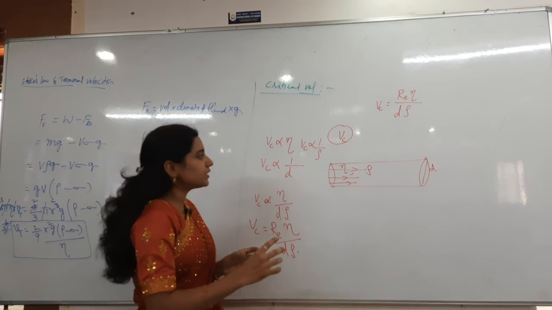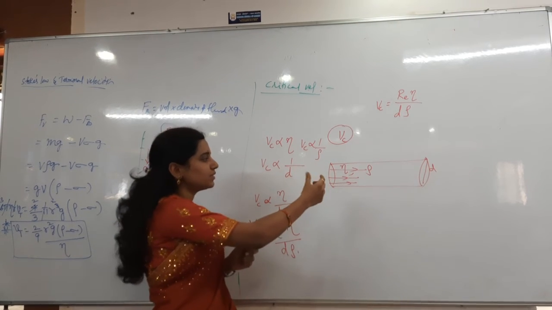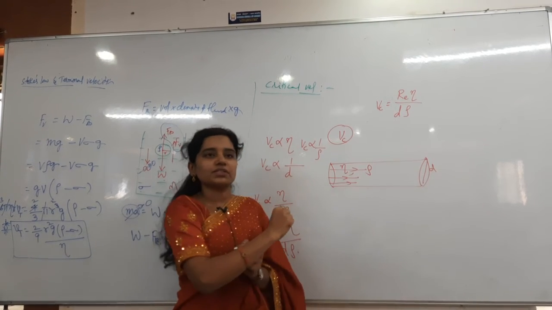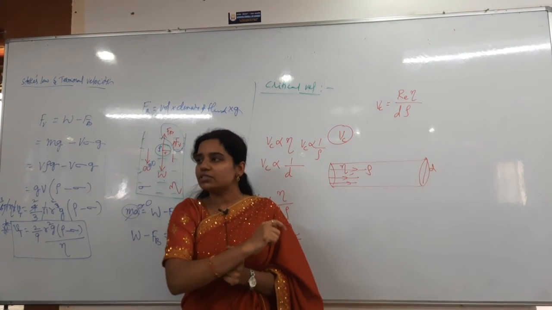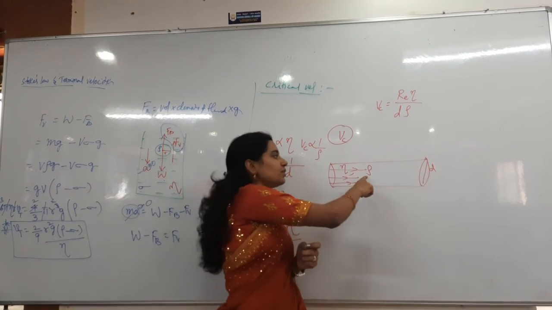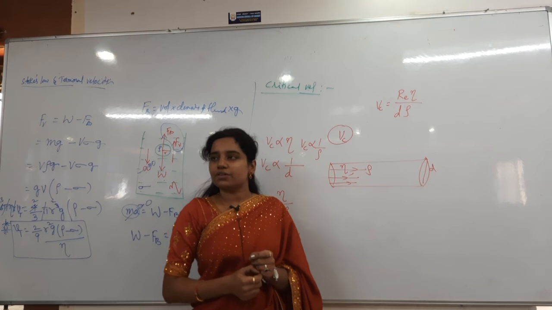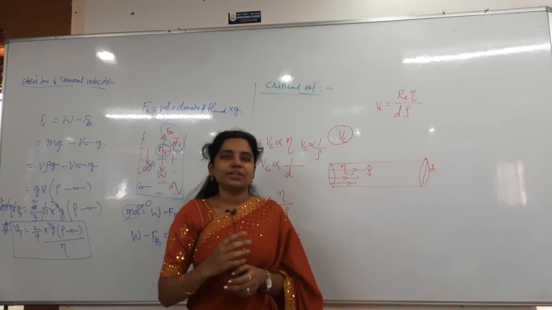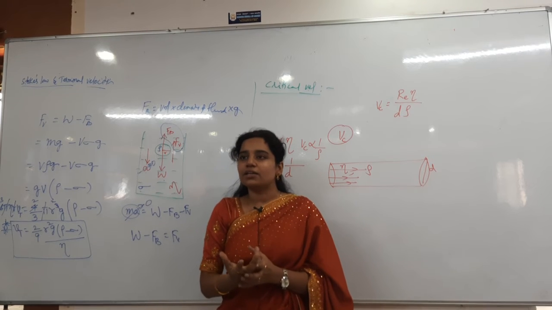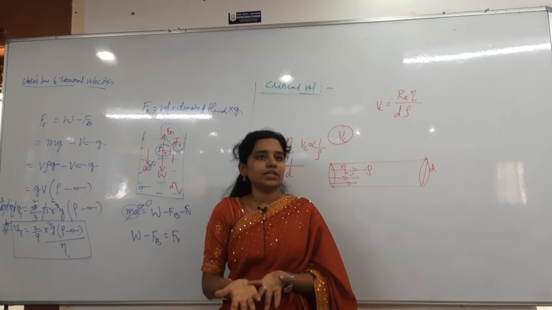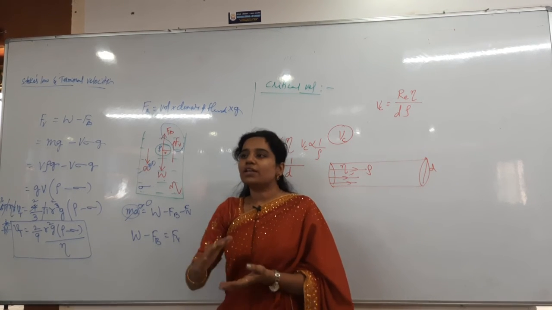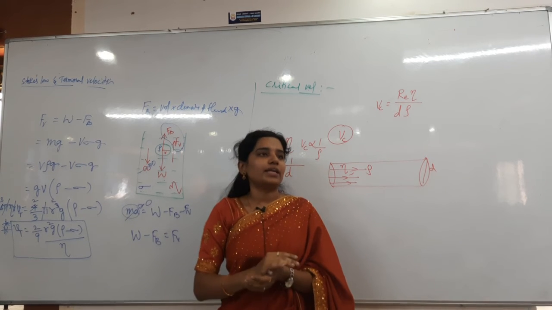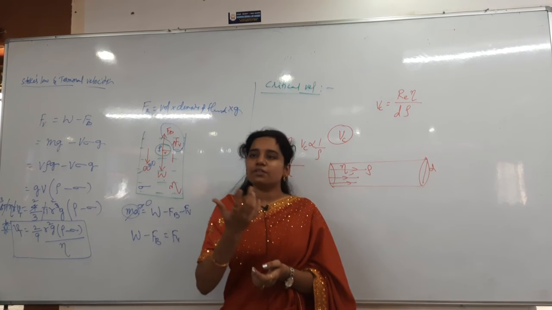Now this critical velocity depends on some things. It is directly proportional to the coefficient of viscosity, inversely proportional to the density of the fluid we have taken, and also inversely proportional to the diameter. Whenever the fluid is denser, the velocity will decrease, obviously. And whenever the pipe area increases, the velocity will also decrease.